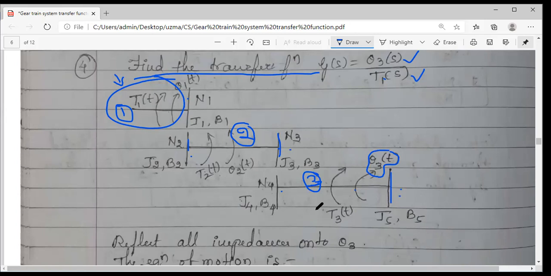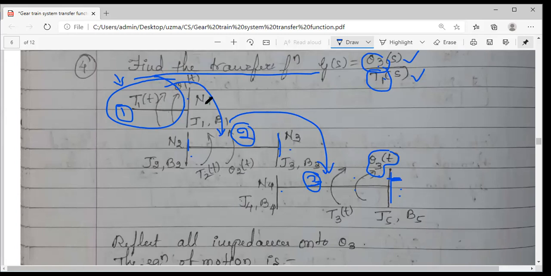So for this, we need to go through the long process of taking the reflections, because I want the transfer function of theta 3 over T1. Theta 3 is your final destination. So I have to take the reflection of this over this, and then the reflection of this over this. So I need to go through a series of reflections. Once I take that, the parameters keep on changing.